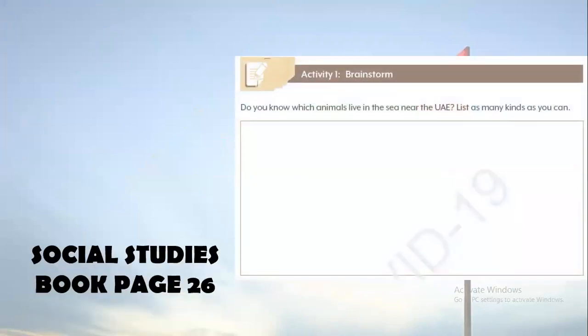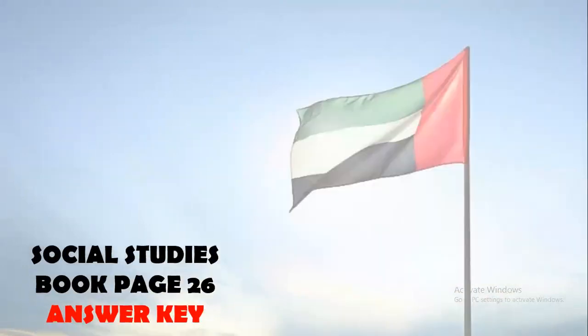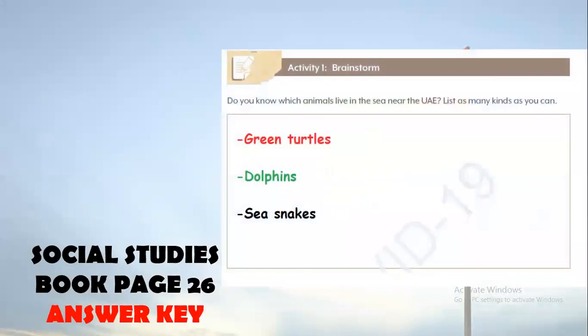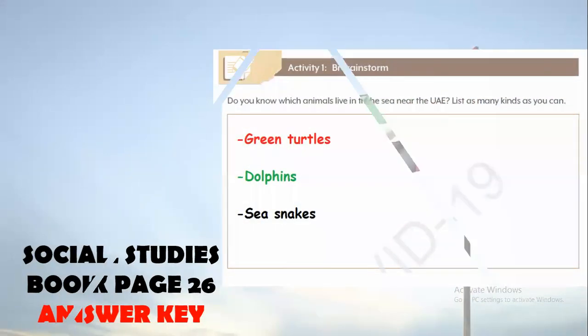Now you're going to have your social studies book. You can copy and paste this picture in the paint and you're going to brainstorm which animals live in the sea near the UAE and list as many animals as you can. You can also take help from some of the answer keys from here like green turtles, dolphins and sea snakes, and you can add more animals to it.